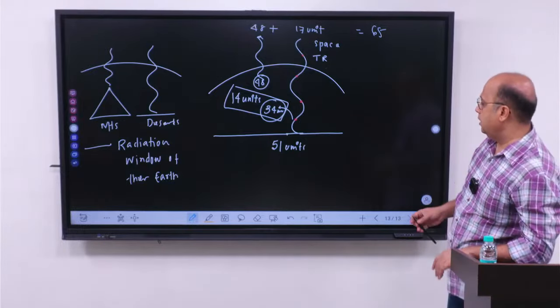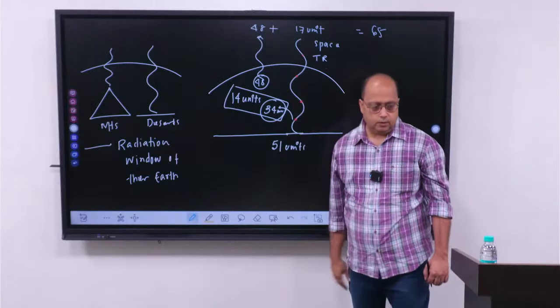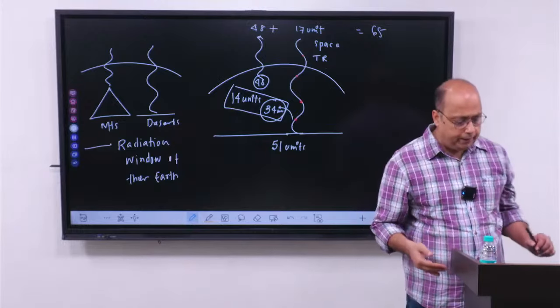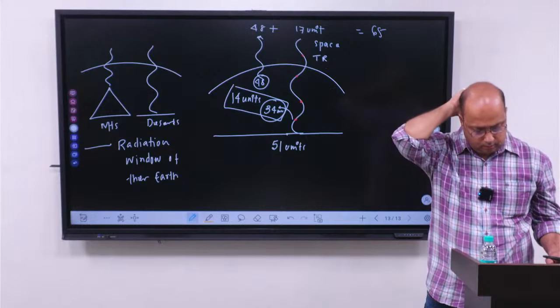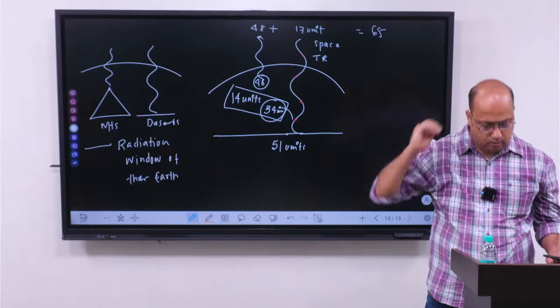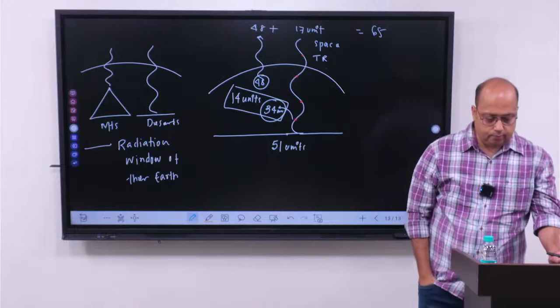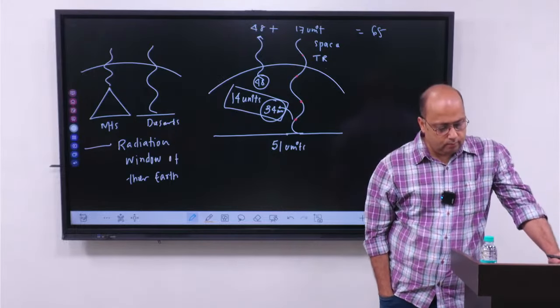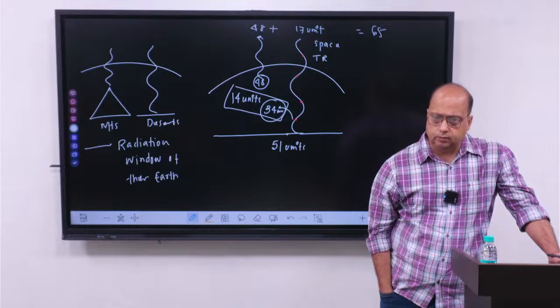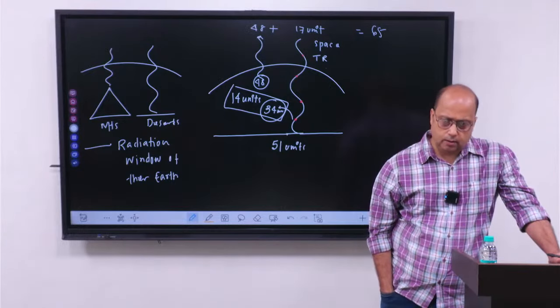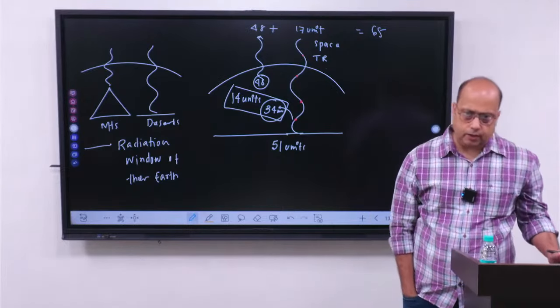How is this 34 units absorbed by the atmosphere? Through three processes. The 34 units are absorbed by the atmosphere by the process of conduction, convection, and absorption of terrestrial radiation.